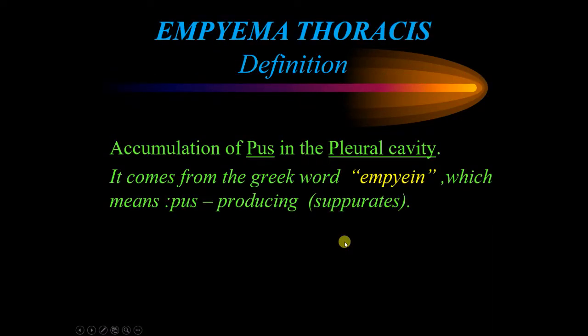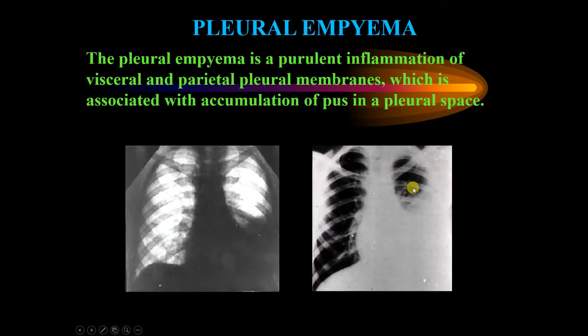The next condition is thoracic empyema. It's accumulation of pus in the pleural cavity. It comes from the Greek word empyein, which means pus production. Pleural empyema is the purulent inflammation of the visceral and parietal pleural membranes, which is associated with the accumulation of pus in the pleural space. Here you can see the accumulation of pus with a not clear shadow, and the same situation you can have here.